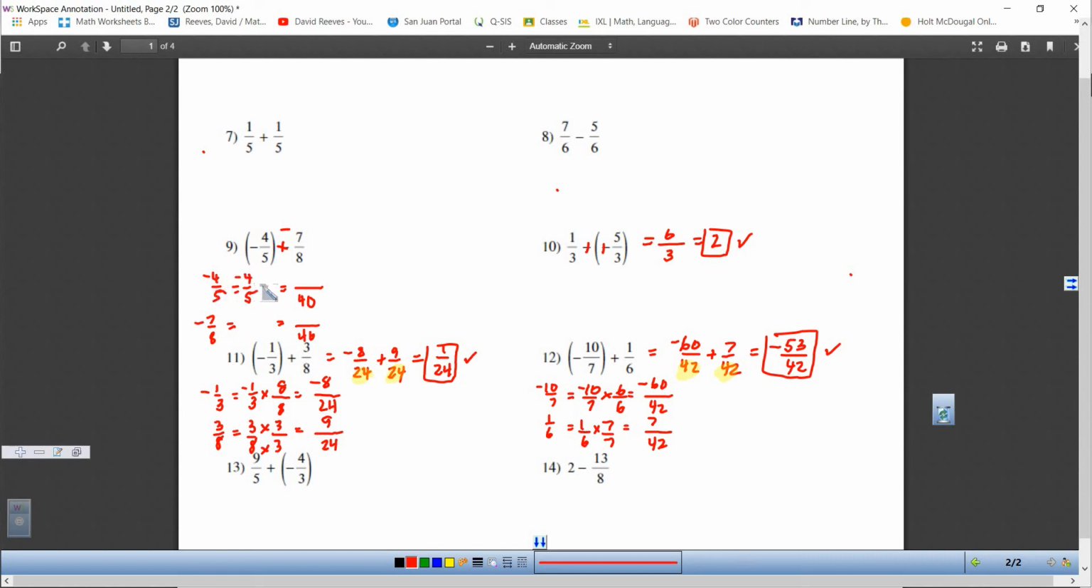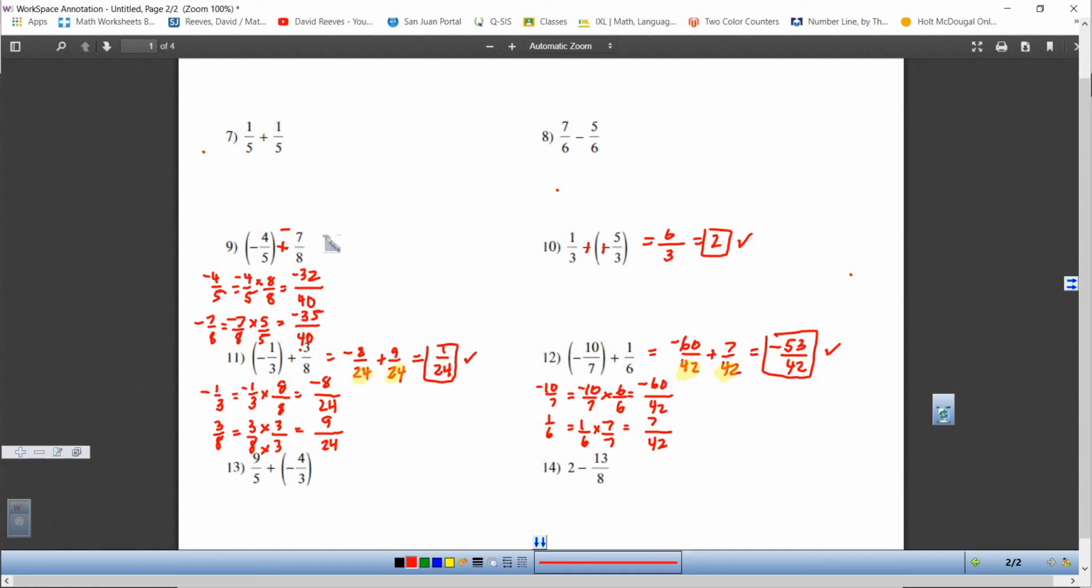So negative 4/5, I'm going to multiply by 8 over 8 because 5 times 8 is 40. And negative 7/8, I'm going to multiply by 5 over 5 because 5 times 8 is 40. So there is my common denominator. That's actually a 40. Okay, what do I get on the top? Negative 4 times 8 is negative 32. And negative 7 times 5 is negative 35.